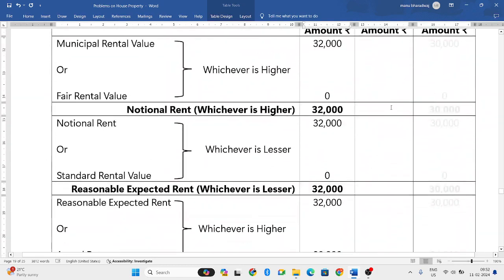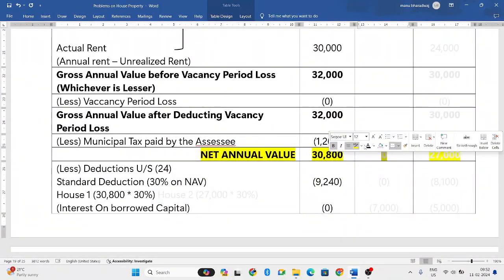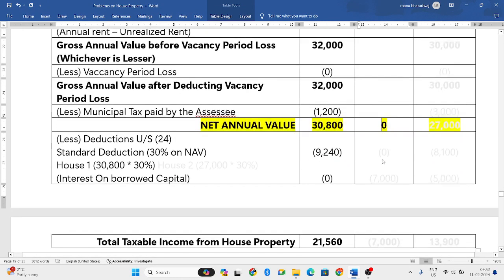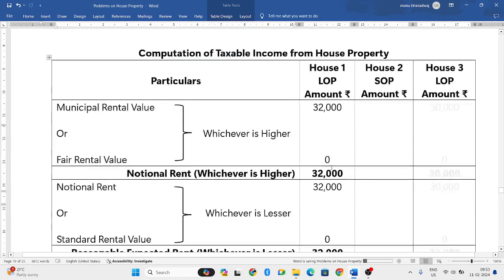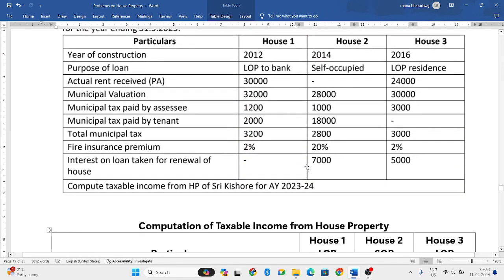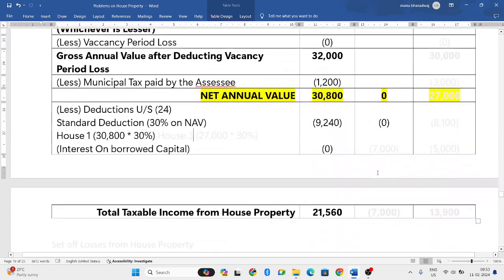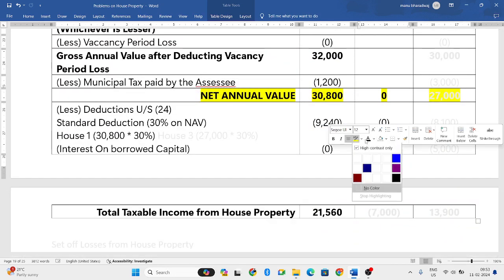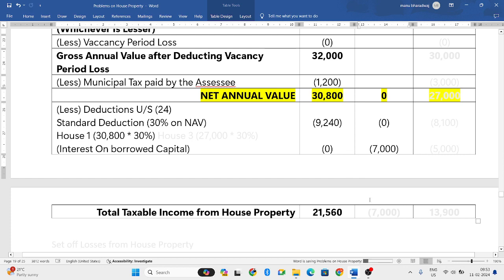Now come to SOP. So for SOP, till NAV everything will be 0. Standard deduction will be 0 because there is no NAV, so we cannot give any standard deduction. But we can give the interest on borrowed capital because in the question they have given that interest on loan taken for renewal of house is 7,000. So that 7,000 can be given as deduction. So we will have a negative balance, that is 7,000 will be negative. Write it in brackets only.